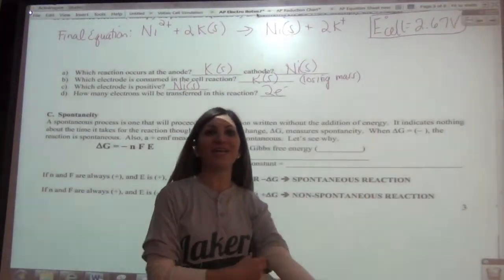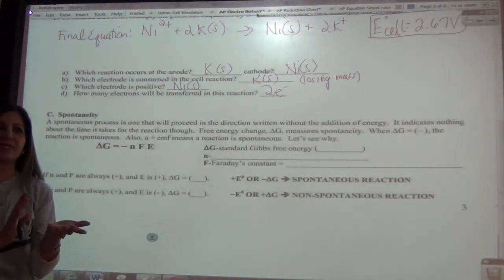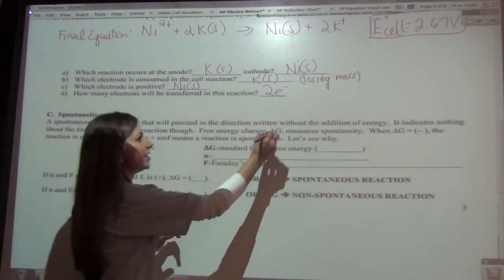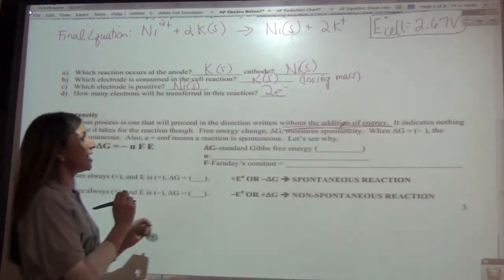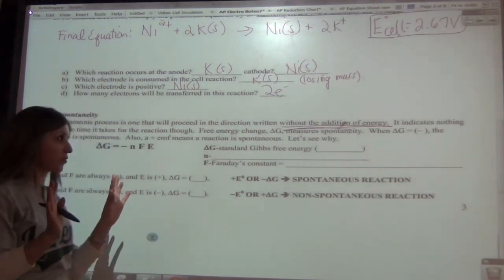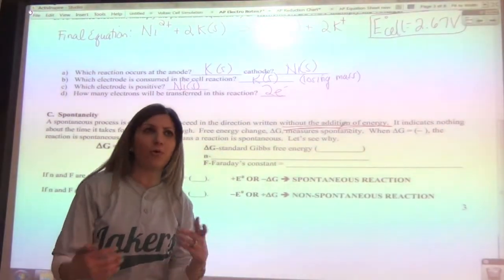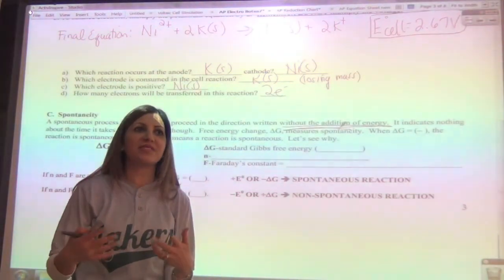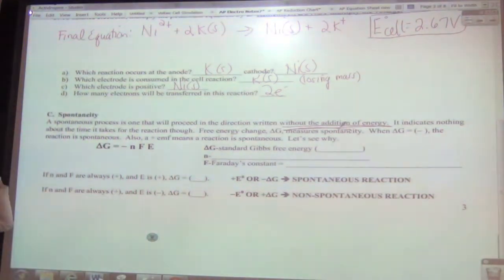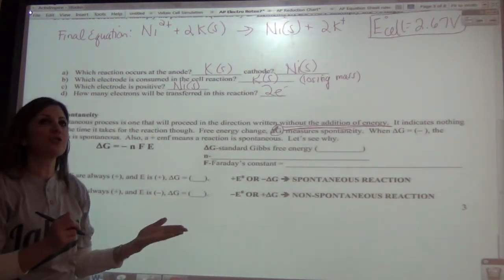Okay, so next what we're going to be talking about is spontaneity. And we've already talked about this, so this is nice because it's kind of reviewing a little bit too. It says a spontaneous process is one that will proceed in the direction written without the addition of outside energy. It indicates nothing about how long it takes. It does not tell you anything about the kinetics, so keep that in mind. So a multiple choice question would say, the following reaction is spontaneous. Which of the following are true? And then it'll say something to the effect of the reaction happens quickly. It doesn't tell you anything about that, okay? So free energy, or delta G, we talked about before when we were doing thermo, and that measures spontaneity.